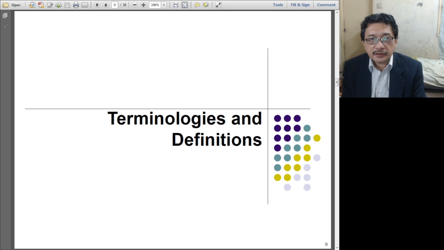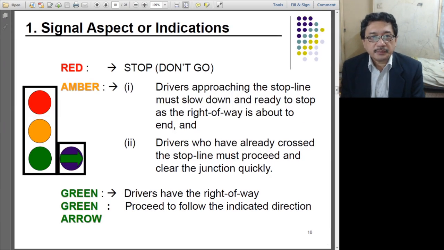We now go into the terminologies and definitions used in traffic signal control. The signal aspect or indication are the colors used in the traffic signal lights. We use red to indicate stop. Amber tells drivers approaching the stop line that they must slow down and get ready to stop as the right of way is about to end, and the drivers who have already crossed the stop line must proceed and clear the junction quickly. Lastly, green or green arrow. For green, drivers have the right of way. For green arrow, the drivers have to proceed in the indicated direction.